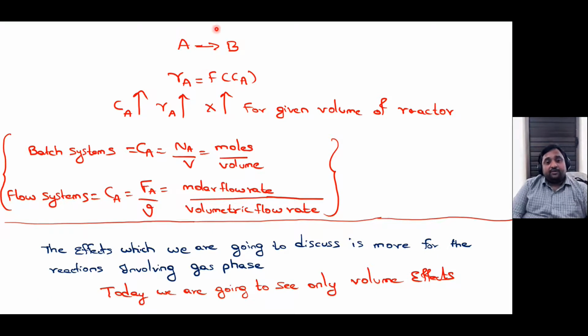Imagine any reaction that happens in any reactor depends on the rate, I mean, how fast and how slow the reaction is going to happen. It depends on the concentration. Why? Because if the concentration is increased, the rate can be increased. If the rate can be increased, the conversion for a given volume of the reactor can be achieved in less time. So for batch systems, the concentration is represented by Na by V, which is moles by volume. And in flow systems, the concentration is represented by molar flow rate divided by volumetric flow rate.